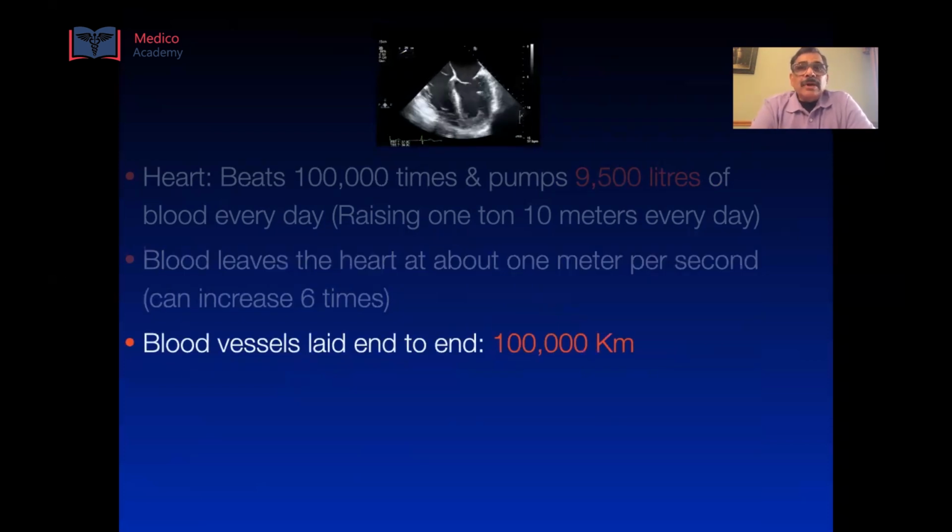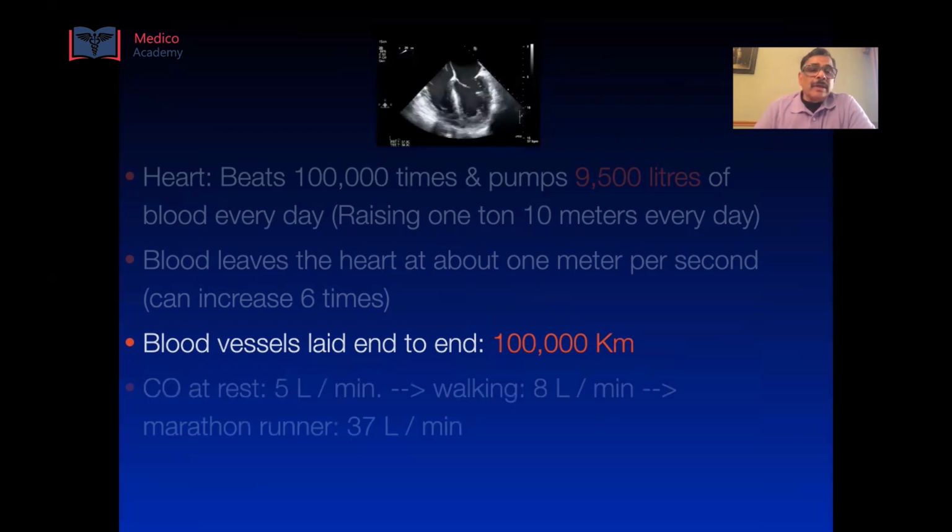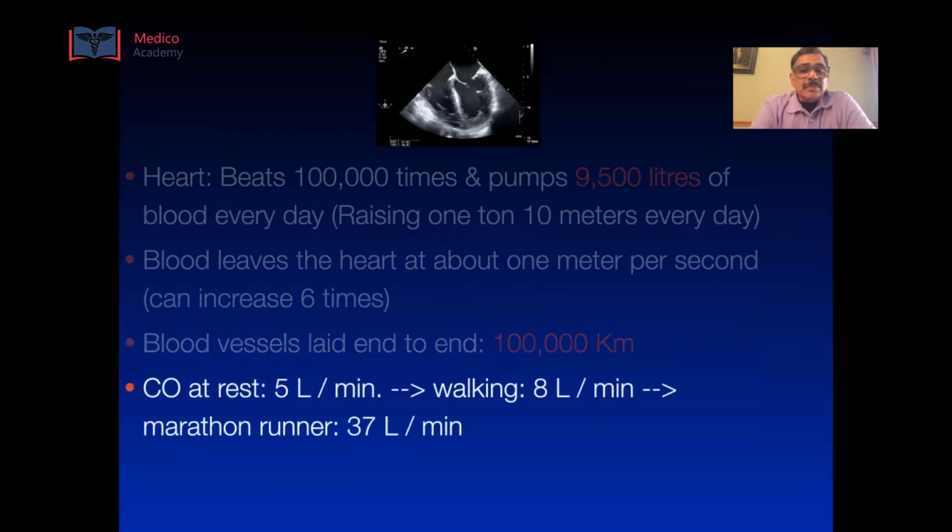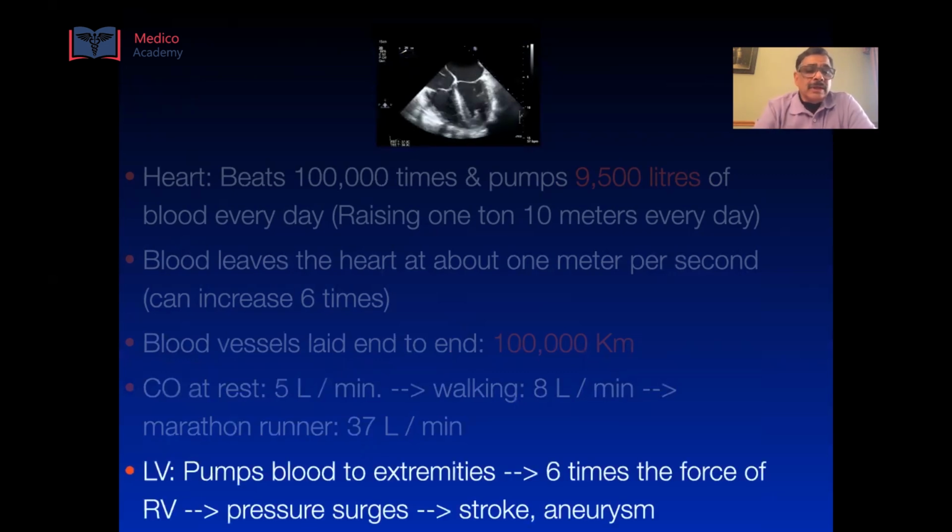If we connect all the blood vessels together from end to end, we will have about 100,000 kilometers of blood vessels in our body. Cardiac output at rest is about 5 liters per minute, we know that, and when we exert ourselves by simply walking, it goes up to about 8 liters per minute, and it has been noted in marathon runners to be as high as 37 liters, indicating that the heart has so much adaptability that it increases its cardiac output depending upon the demands of the body, and thereby it can cause increased pressure.